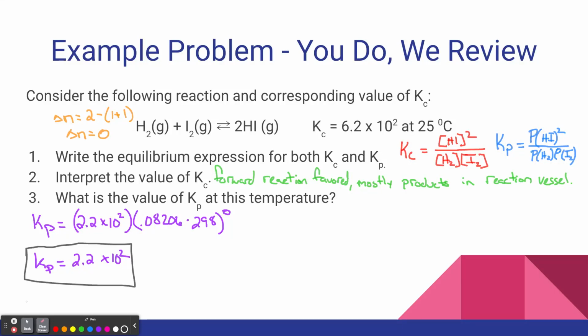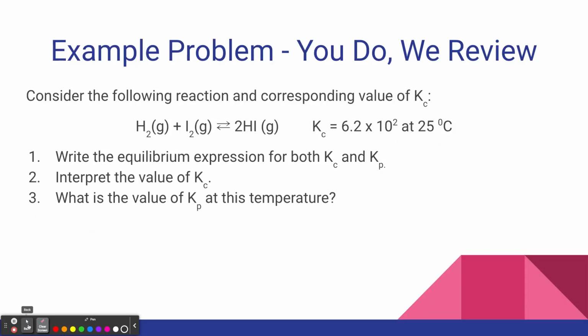And finally, what is the value of Kp at this temperature? Well, Kp would equal 2.2 times 10 to the second because delta n was 0, and anything to the 0 power is of course just 1. So 2.2 times 10 to the second times 1 is 2.2 times 10 to the second. So Kp is equal to Kc in this example.